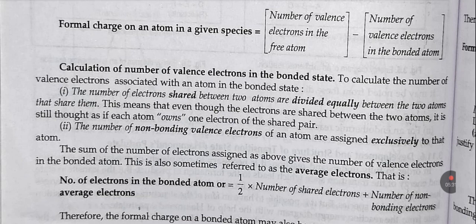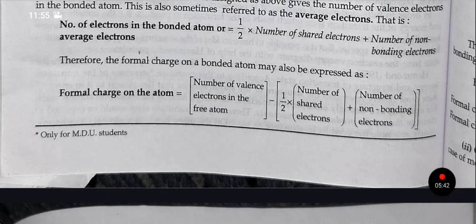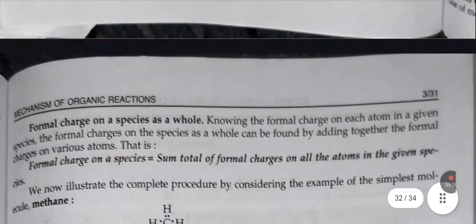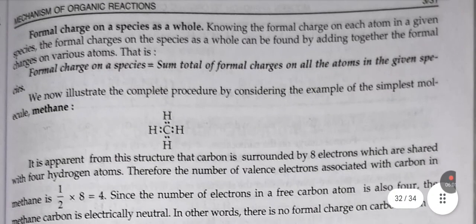That is, the number of electrons in the bonded atom, or average electrons, is equal to 1/2 of the number of shared electrons plus the number of non-bonding electrons. Therefore, the formal charge on a bonded atom may also be expressed as: formal charge on an atom is equal to the number of valence electrons in the free atom minus [1/2 times the number of shared electrons plus the number of non-bonded electrons]. Formal charge on a species as a whole.